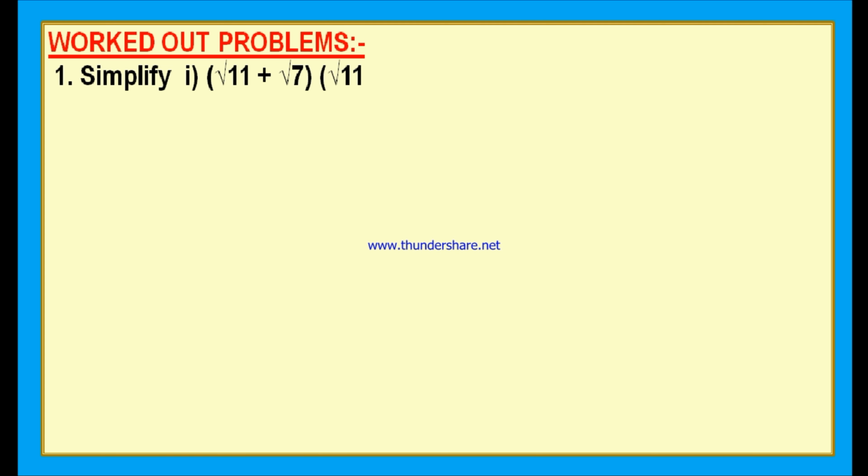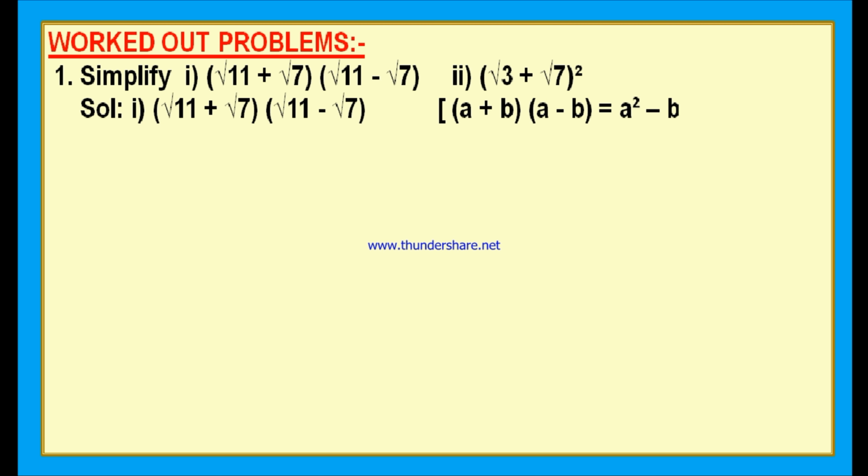After this, you may solve some problems on irrational numbers. The first question is simplify root 11 plus root 7 into root 11 minus root 7, and the second bit is root 3 plus root 7 whole square. Let us solve the first bit now. Root 11 plus root 7 into root 11 minus root 7.